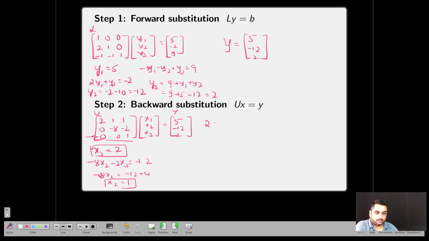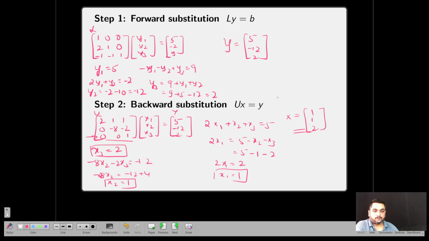To find x1: 2x1 plus x2 plus x3 is equal to 5, so 2x1 equals 5 minus x2 minus x3. This is 5 minus 1 minus 2, so 2x1 equals 2, x1 equals 1. So my x vector is 1, 1, 2. This is the solution. This is how you can solve a system of linear equations using LU decomposition.